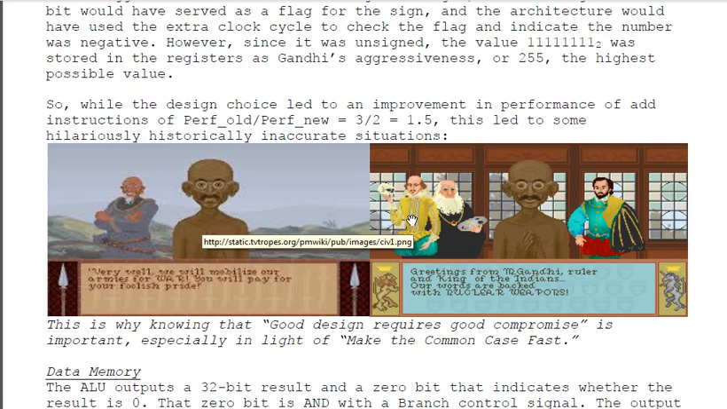There you go, right there. This is where knowing this as engineers and knowing how that code matches pays off. So hopefully that was a little bit of a cheering up from getting your grades back on your exam. So this is why it's important to know that good design requires good compromise, especially in light of make the common case fast.